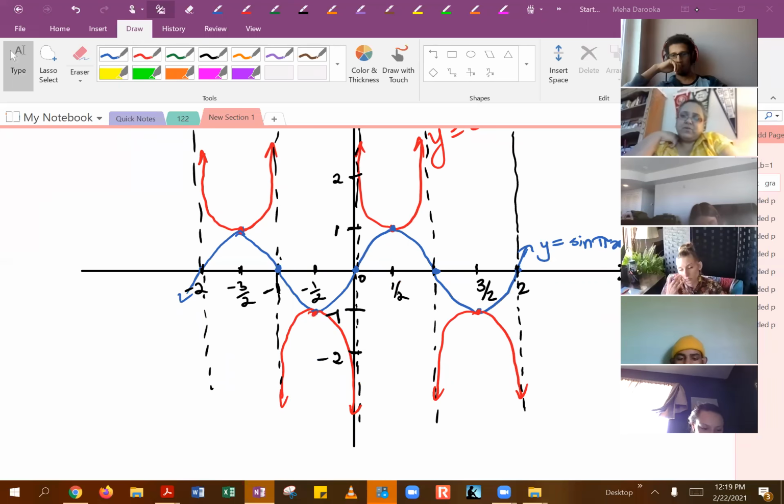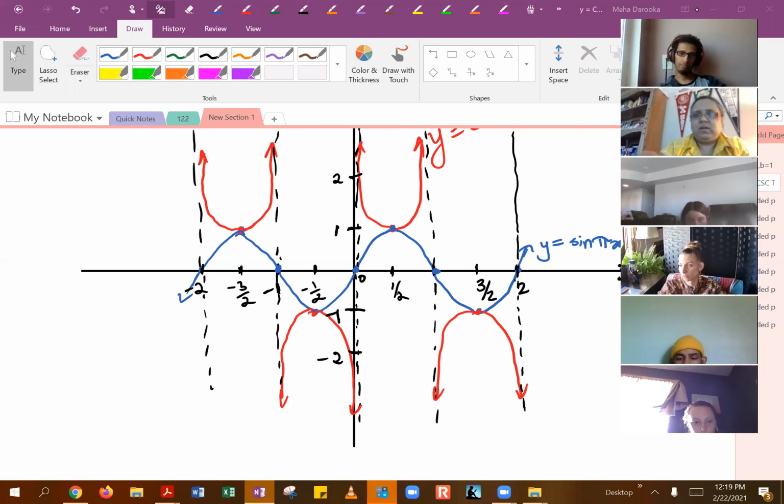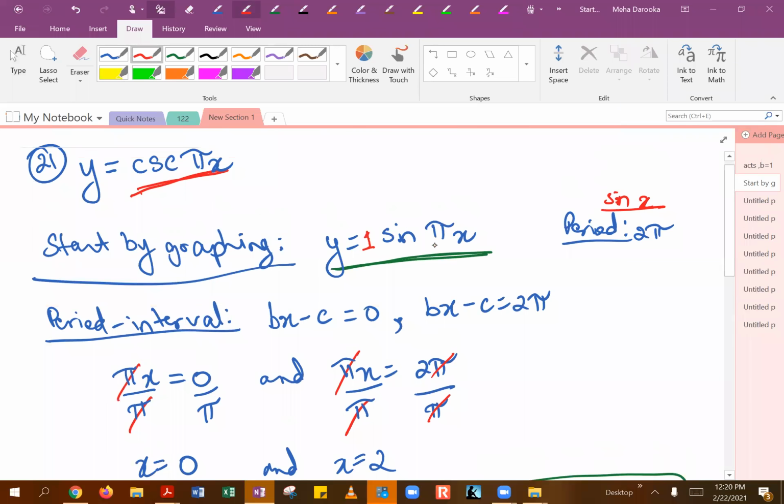So what do you think is the period of your cosecant function over here? Because remember, the original sine function has a period of 2 pi, but did that period change? This is for the sine function. But what was the period of this sine of pi times x function? Because that will be the period of your cosecant function. So can you tell me what is the period for this sine of pi times x?